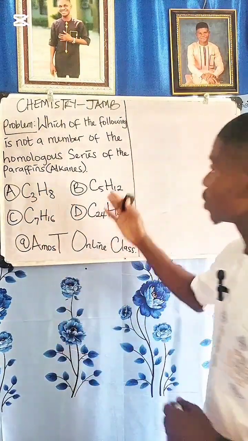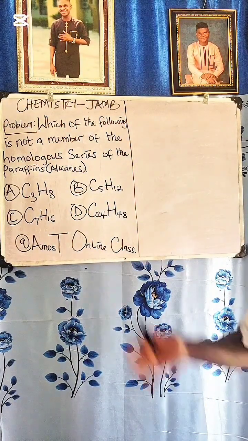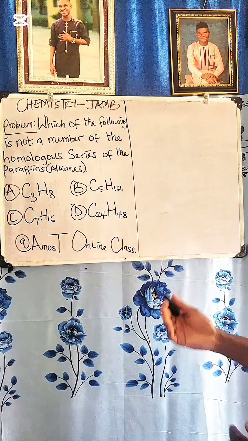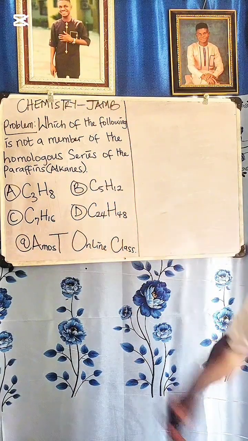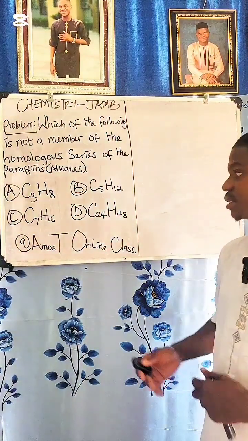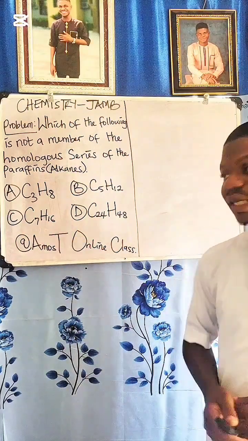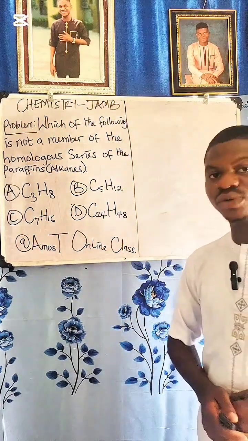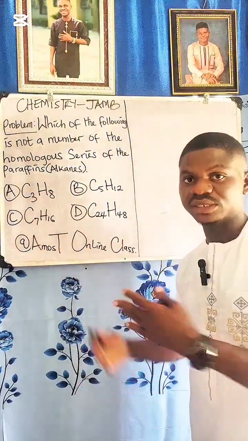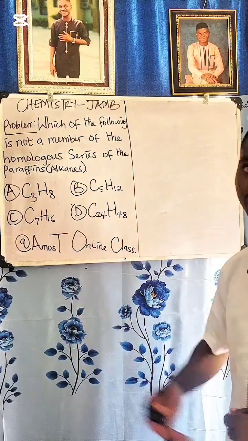The question says, which of the following is not a member of the homologous series of the paraffins, in bracket alkanes? Now we have some possible options: A, C3H8, B, C5H12, C, C7H16, D, C24H48.